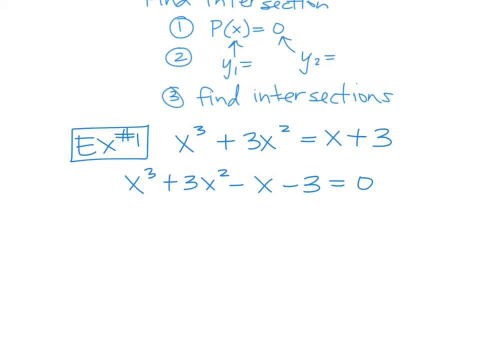Okay, let me write the equation here. X cubed plus 3x squared minus x minus 3 equals 0. Did you put that in right? So this was your y1, and then 0 is your y2?